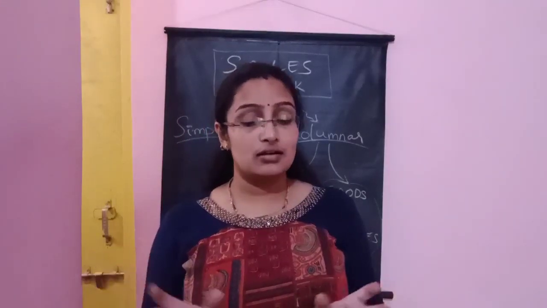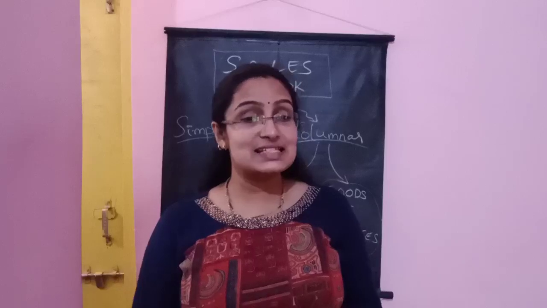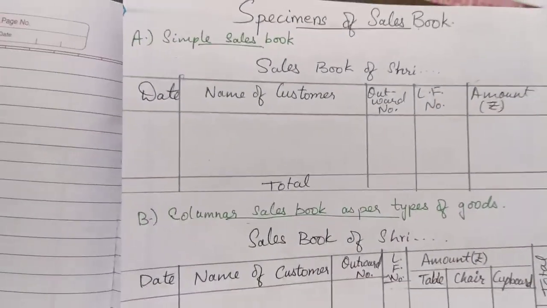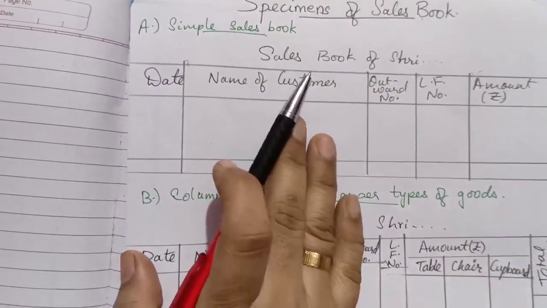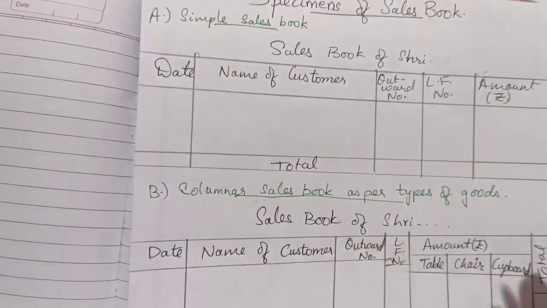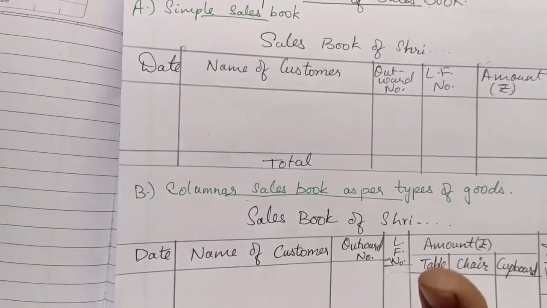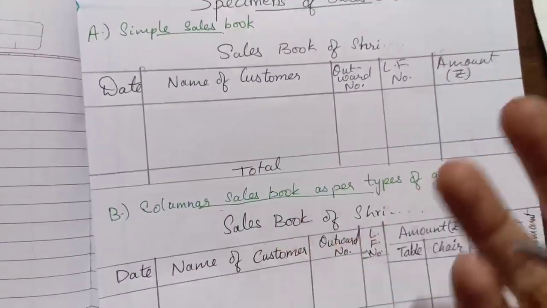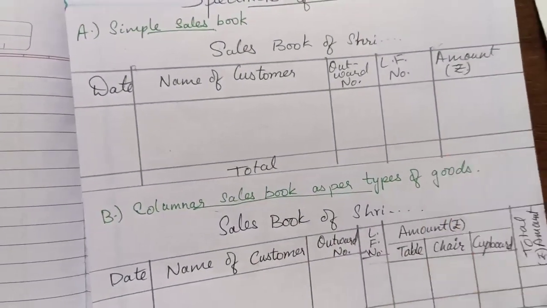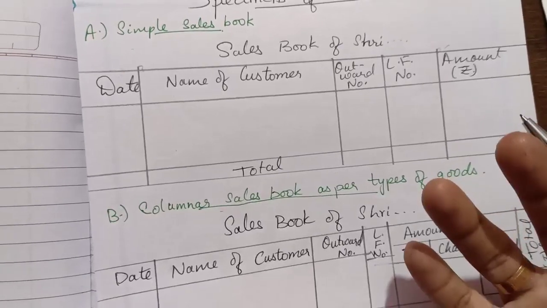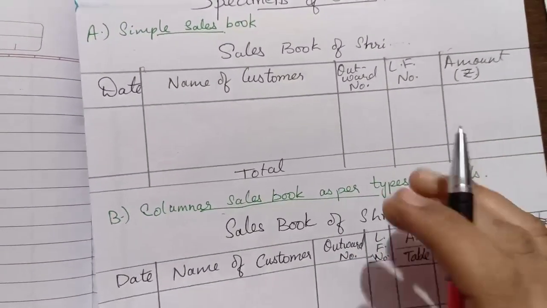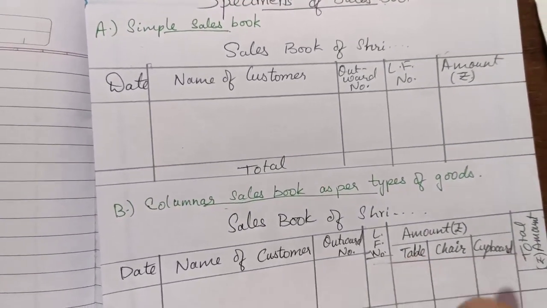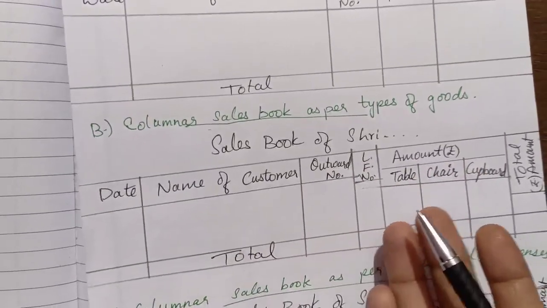After seeing the types of sales book, let's see the specimen of the same. Okay, here are the specimens of the sales book. The first type is the simple sales book. When a trader is trading with just one particular good, then a simple sales book is enough. And if the trader is trading with more than one, two or three types of goods and he is selling them, then he can separately make a sales book for each commodity, right? Instead, he can even make this combined one through columnar.